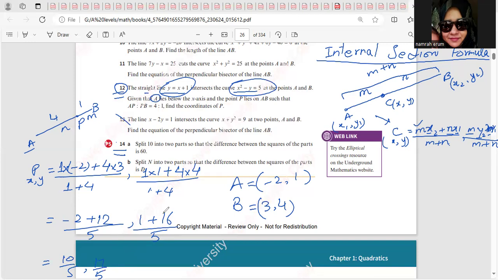Are you sure your points are correct? Because my answer is coming in fractions. It should not be coming in fractions here. Let me check your work again. -2. I think there's something missing here once again. X square minus x plus y square.